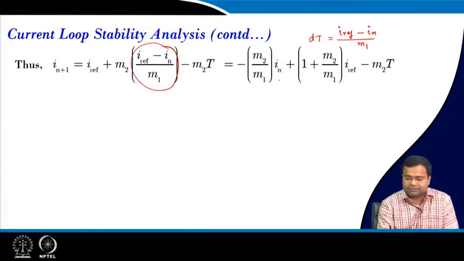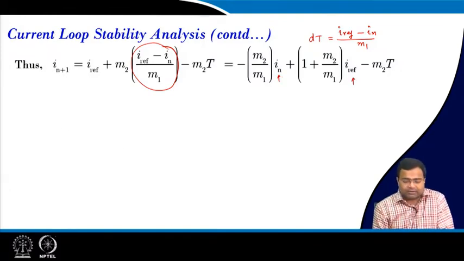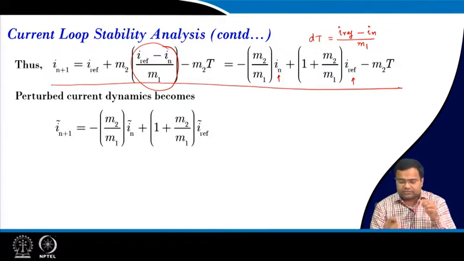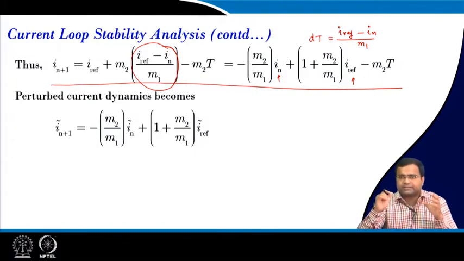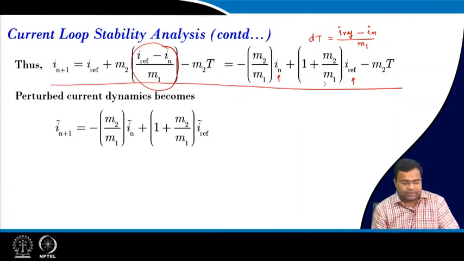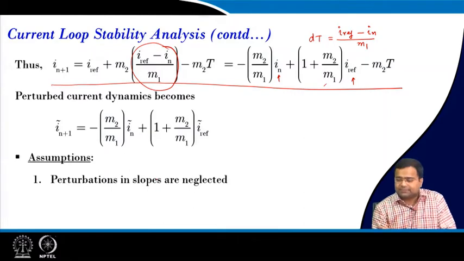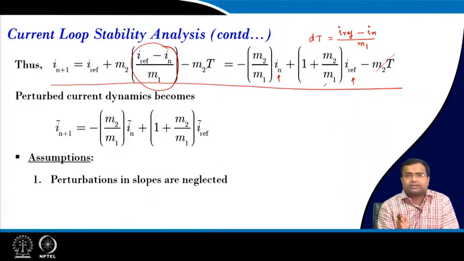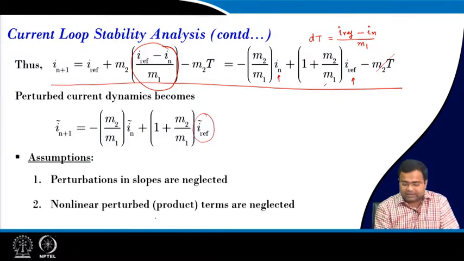So, if you separate the term associated with IN, the term associated with IREF, and the rest of the offset term, then what can we write? Now, this is the large signal current loop equation, where since we are keeping the IREF constant, we can assume that for small perturbation, the slope perturbation is neglected. That means under perturbed condition this quantity will be 0, and we are taking M2, M1 constant. Another condition, we are initially considering a fixed current reference, that means the perturbation in the IREF will be 0. So, the product perturbation terms you can ignore.